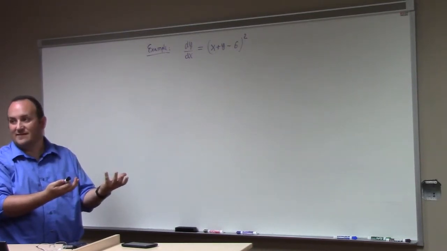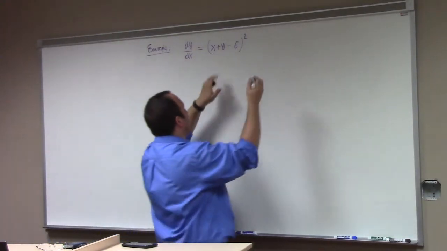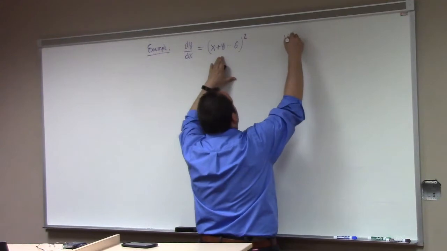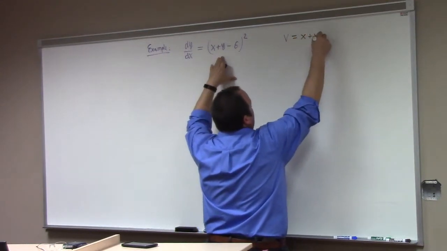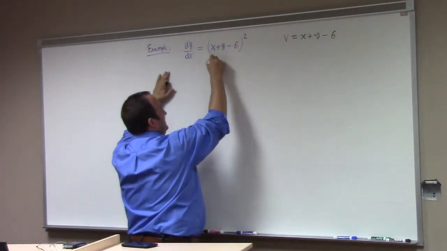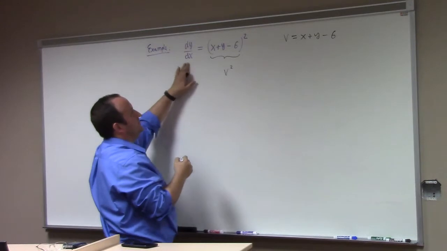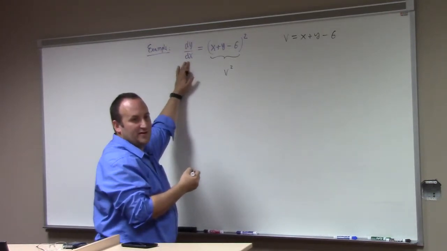Yeah, exactly, x plus y minus 6. And so we need another letter for that. We're going to call it v. v is equal to x plus y minus 6. So if you do that, then at least with respect to that substitution, this is much nicer. That's v squared. But then the pesky thing is that dy/dx is no longer what we want.